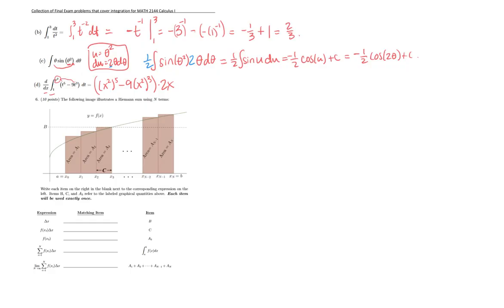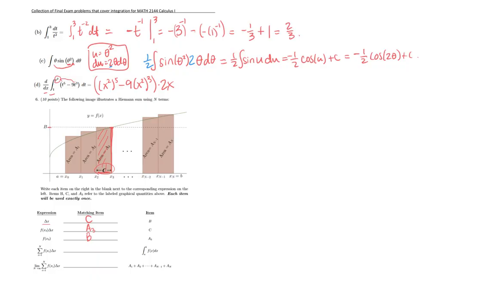Okay, for the next one, I'm asked to find what all of these different things are. So the first expression is delta x, and if I look up at the picture, I can see that's represented by this c. And then f of x3 times delta x: x3 is that height, delta x is this height, so that's going to be the area of this rectangle. So that will be A3. f of x3 will be this y coordinate here, so that will be the height of B.